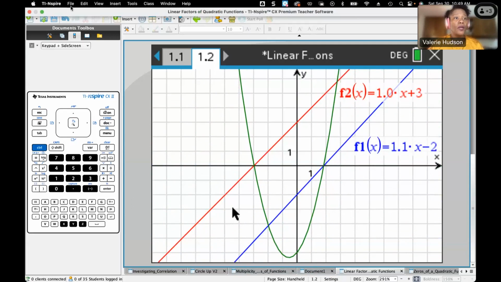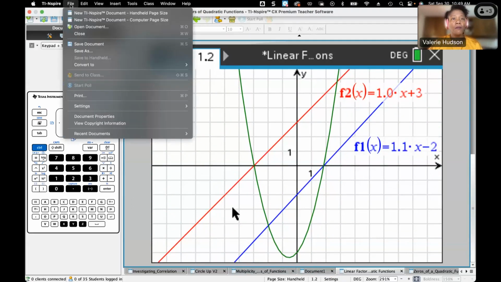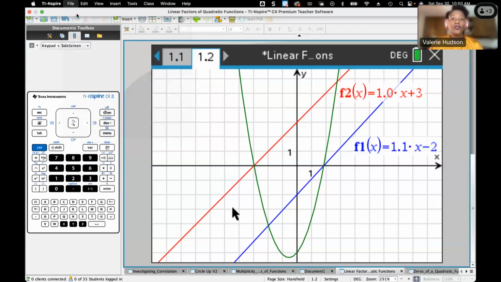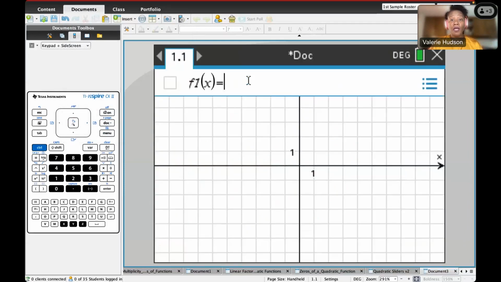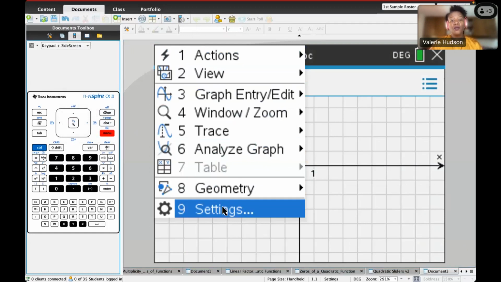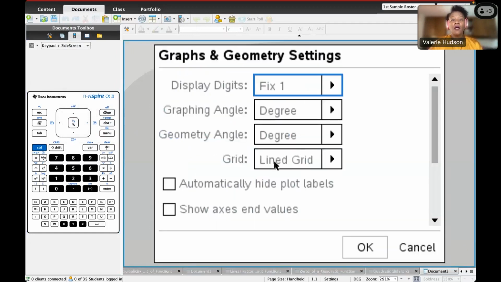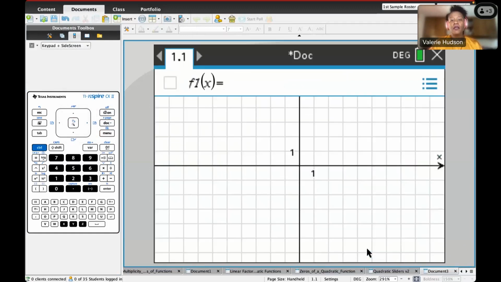So this is how you can make this yourself or have your kids make it. I'm going to go to a new document on my computer. Of course, kids can do this on the calculator itself. I'm going to a graphs page. Obviously, I have the grid on the screen. If your students don't have the grid on the screen, they can just press menu, go to settings, and that fourth choice, line grid, is what you want. And then OK. There's another way of doing it, but I think settings is great because that'll keep your grid on all the time.